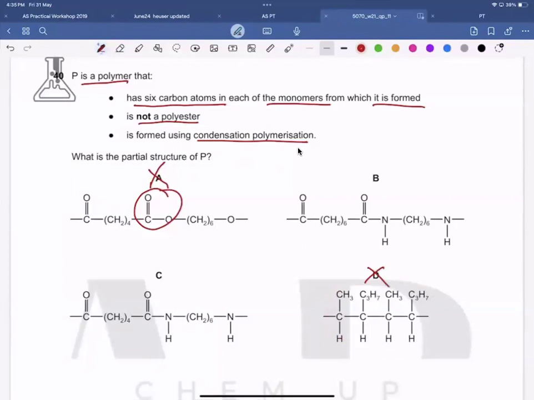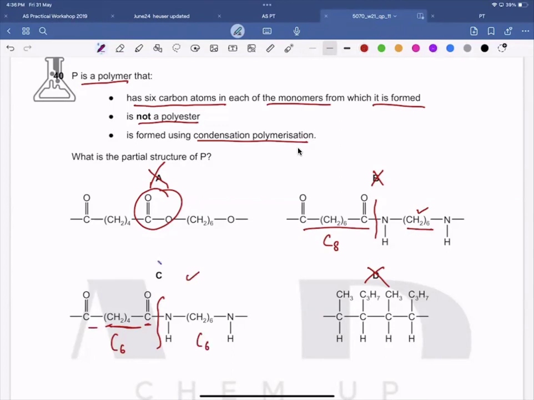Now, if you see over here, this has 6 carbon atoms in one monomer. And this one has a total of 8 carbon atoms, isn't it? Because 6 in the middle and 2 on left and right. So 8 carbon atoms. So this makes B wrong as well. If you see over here, 4 carbons, 5th and 6th. So it has 6 carbon atoms and this one has 6 carbon atoms. So C is the correct option. Is this clear to all of you?